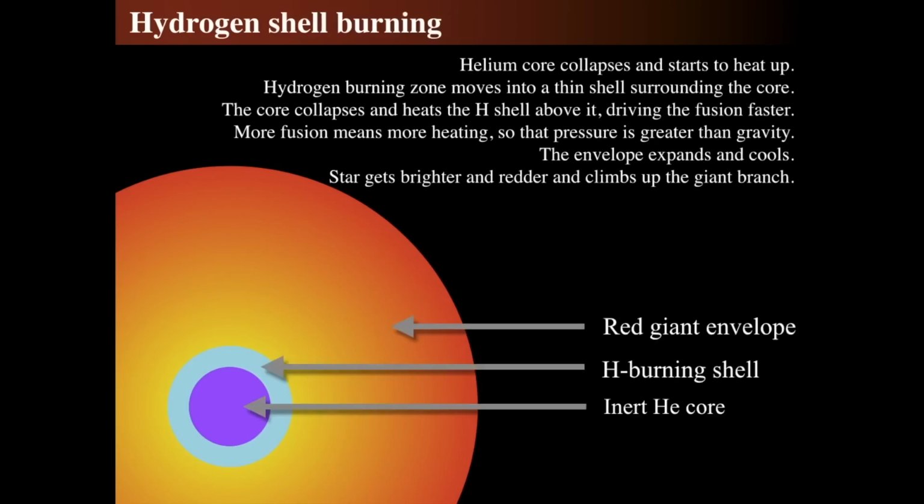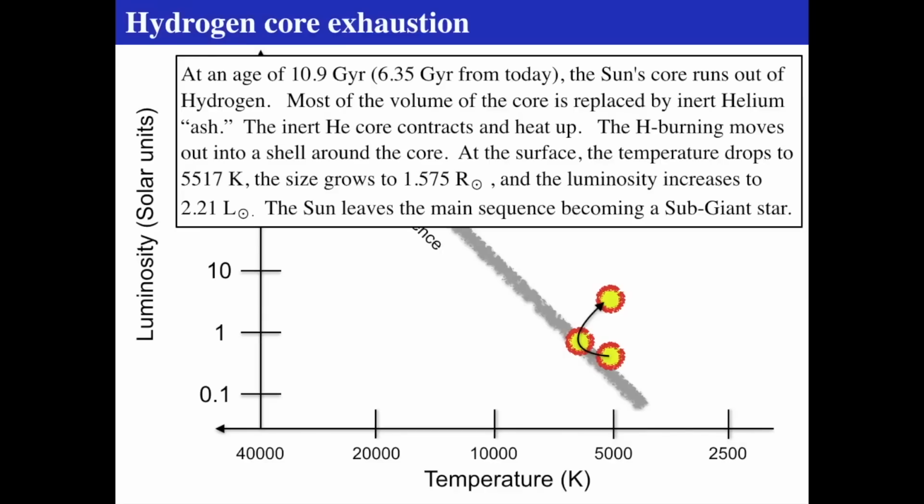So by the time it becomes a red giant, there's an enormous envelope around it. There's a hydrogen-burning shell and an inert helium core that's not yet fusing helium into anything. So that's interesting. Let's describe that again in more detail in a second.